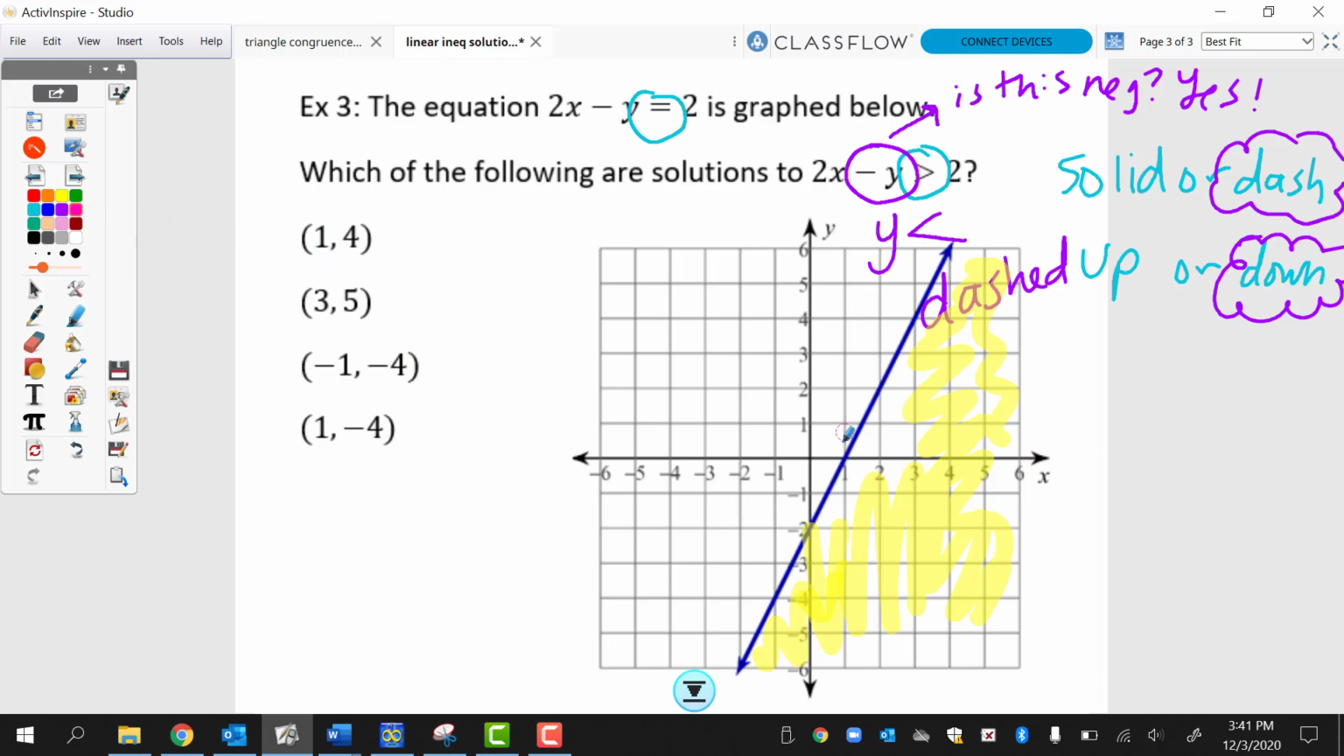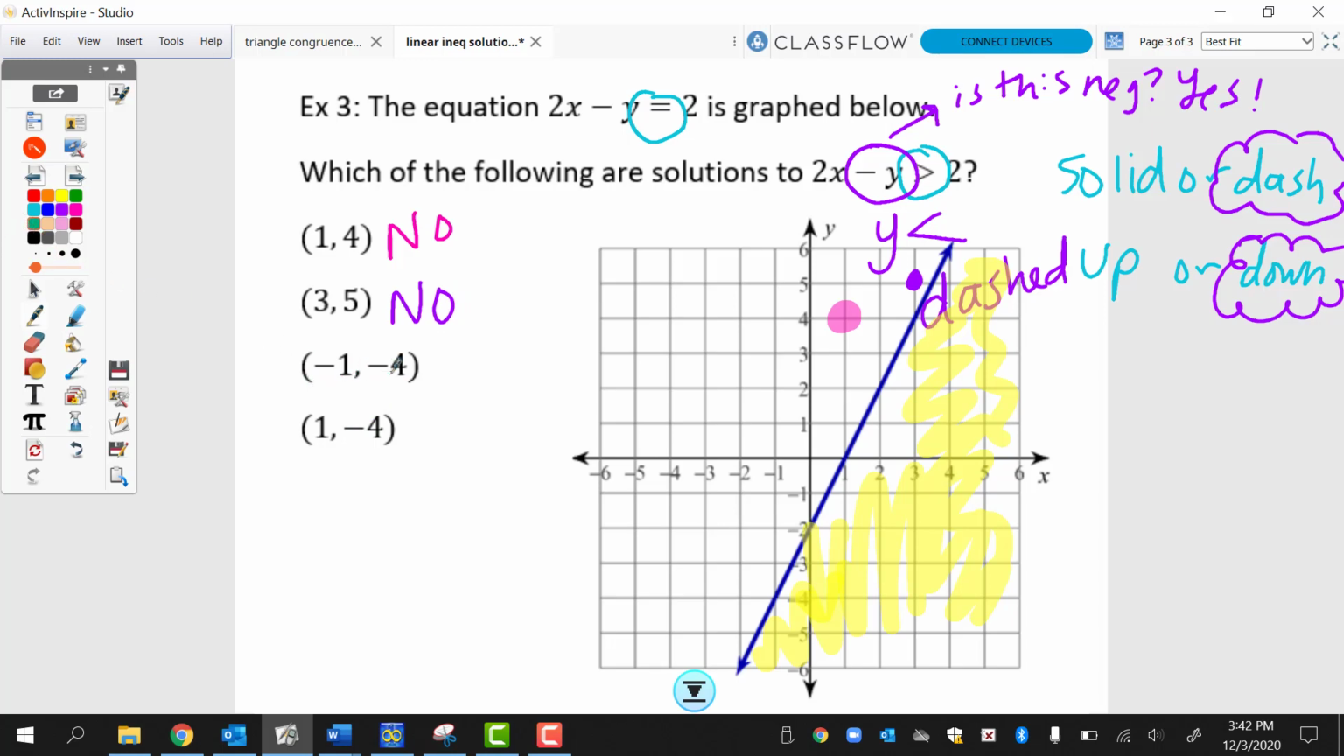So here we go. The first one, 1 comma 4, is right there. Is that in the shaded? No, it's not in the shaded. So this is not a solution. How about 3 comma 5? I went over 3, up 5, put a dot. Is that in the shaded? No. So that's not a solution.